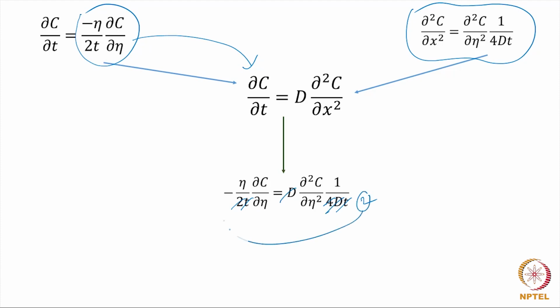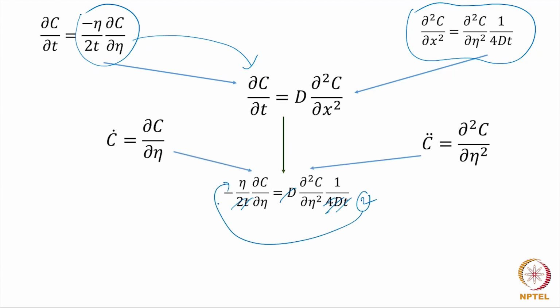This 2 we will take to the other side, so that we can express the equation in a simpler form. Now we also make one more change: ∂c/∂η we write as c dot, and ∂²c/∂η² we write as c double dot, so that the equation that we want to solve is quite simple. So c double dot by c dot is equal to minus 2η. So there comes the elegance of having chosen the eta to be a particular functional form.